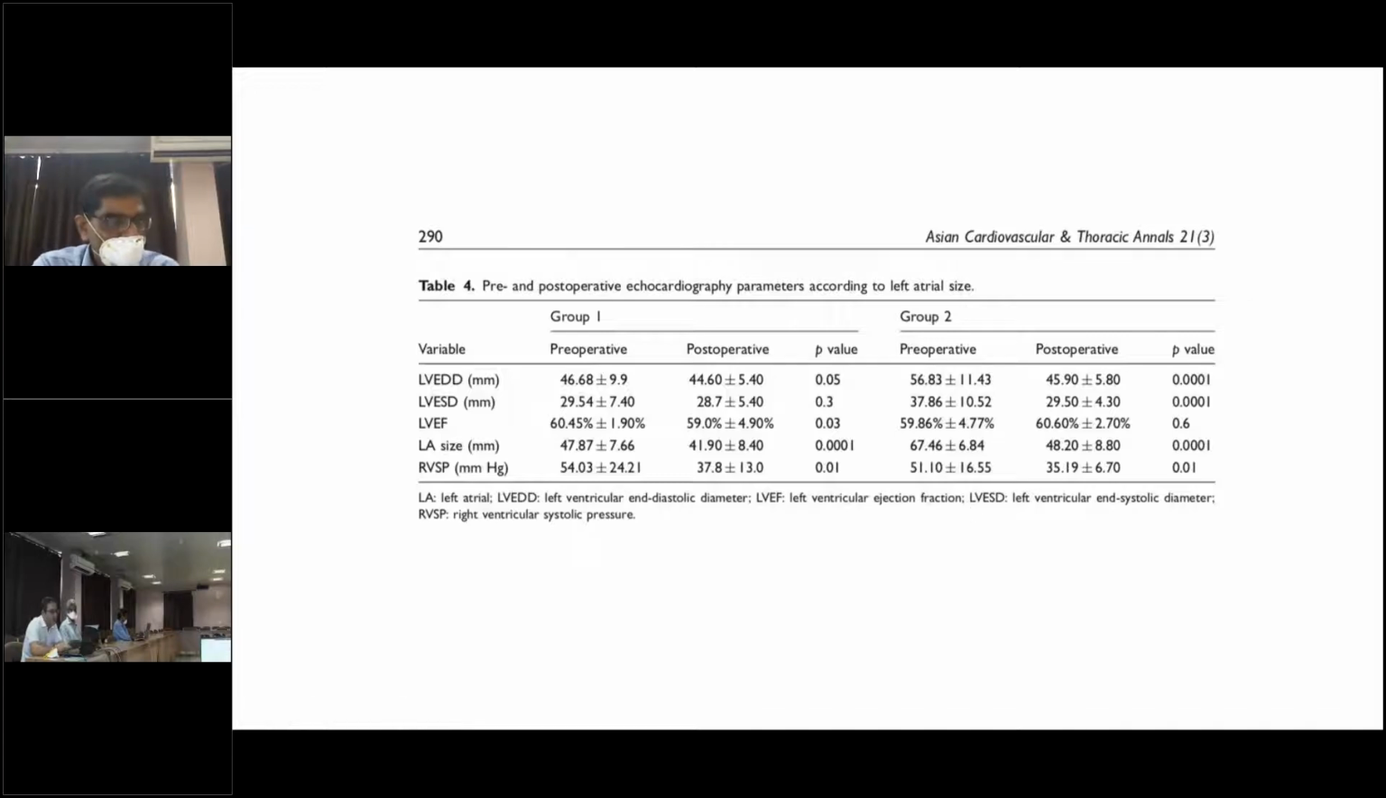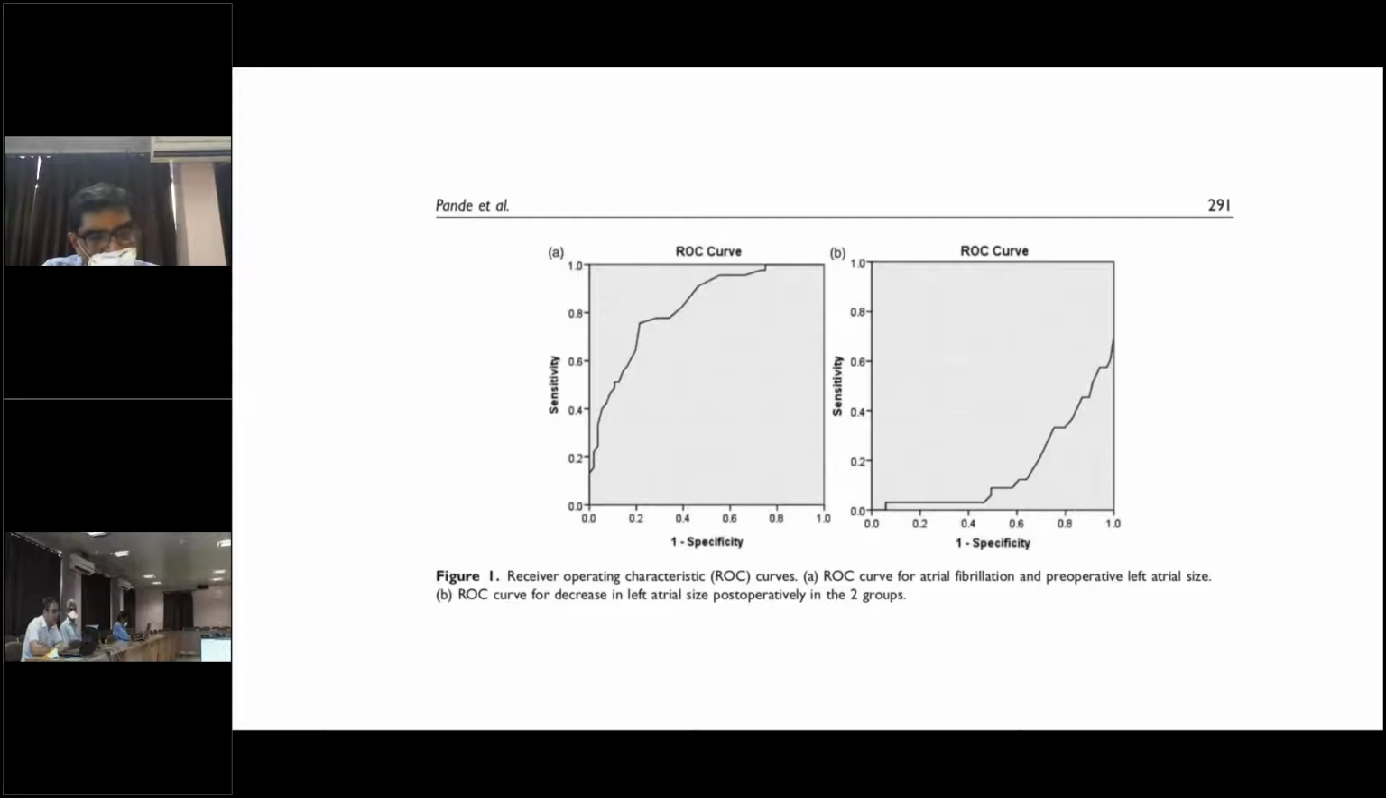60 millimeter. So we did some ROC curves on that, and we found that the atrial size reduced by about 28 millimeter, the curve on the right side, by 28 millimeters on average in all patients. And the appearance of atrial fibrillation was seen preoperatively if the size of left atrium was more than 41.7 millimeters.